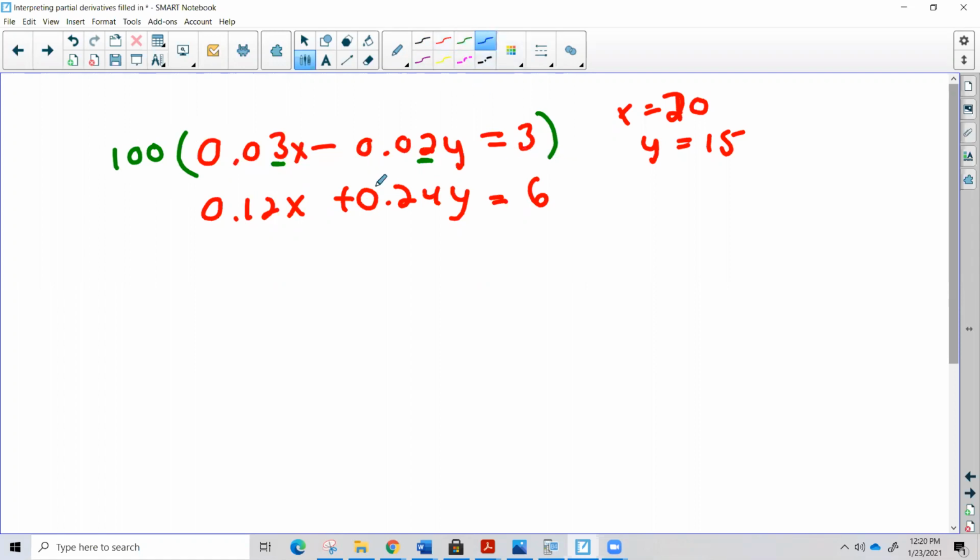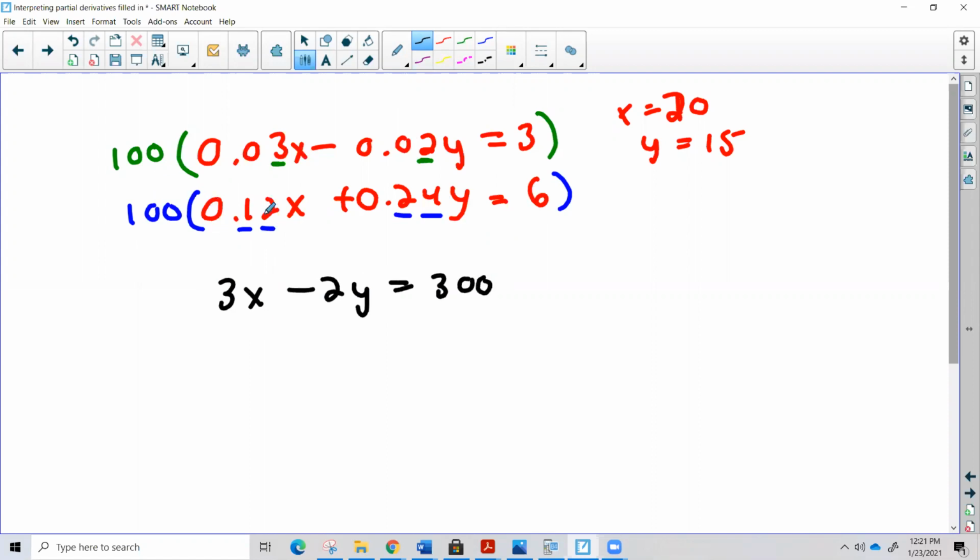And the same thing would be true for the second one. The last decimal place for all of them is the hundredth place, so I can multiply this by 100 and get rid of all the decimals. So if I do that on the first equation, 100 times 0.03 gives 3x, and 100 times 0.02 is just 2y, and then 100 times 3 is 300.